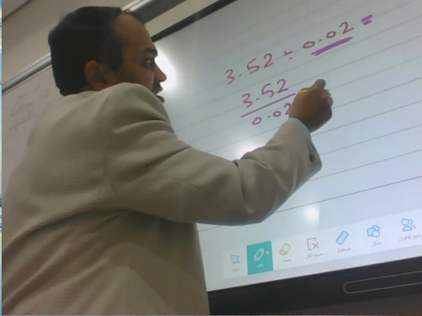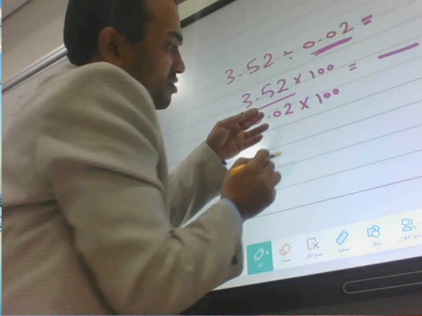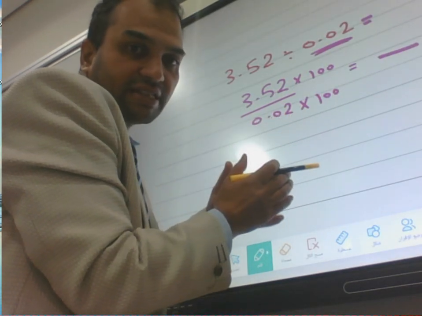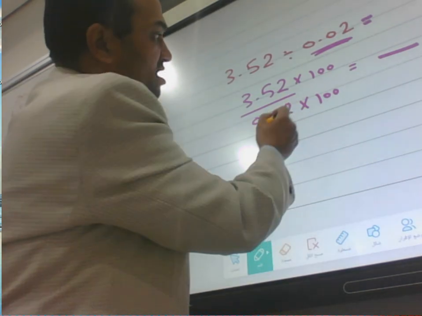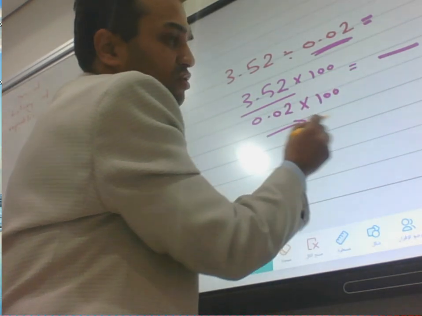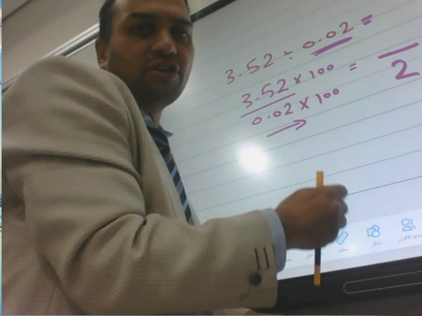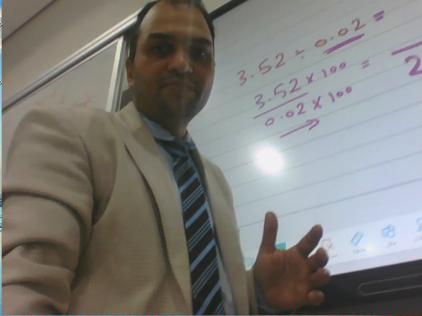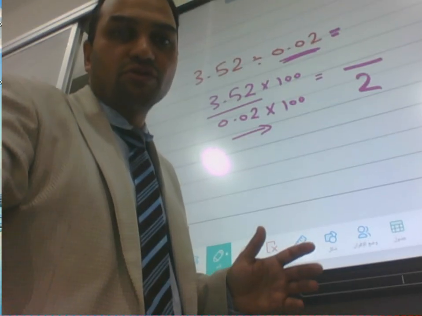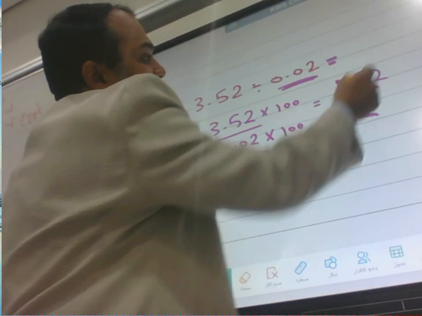First step, we can multiply by 100 numerator and denominator. Why? Because the divisor is a decimal with the point after two places, and then we must cancel the point by multiplying by 100, okay? Multiply by 100 down, move the point right by two places, it will be 2, and up, move the point right by two places, it will be 352. 352, okay? Right here, 352 up in the numerator. And then you can divide it.